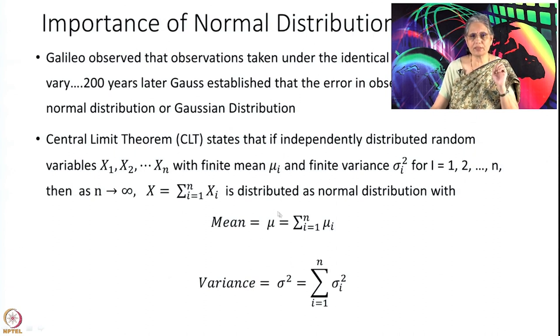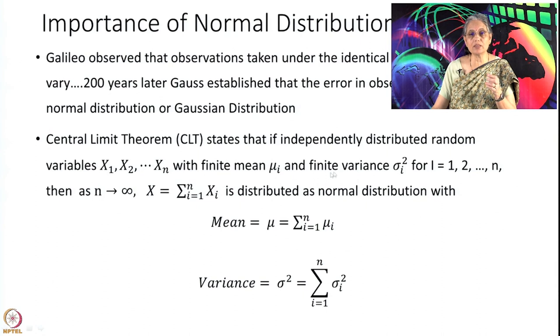Let us try to understand this. We are not saying that x1, x2, x3, ..., xn follow a normal distribution. We are saying that they may come from any distribution. The only condition we are putting is that it has a finite mean and a finite variance, particularly finite variance. Yes, there are distributions which have infinite mean or infinite variance.